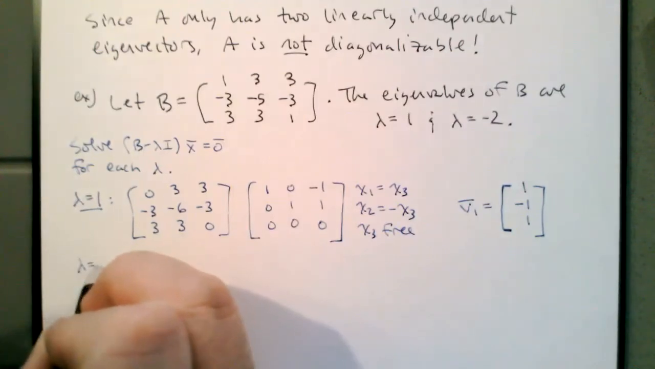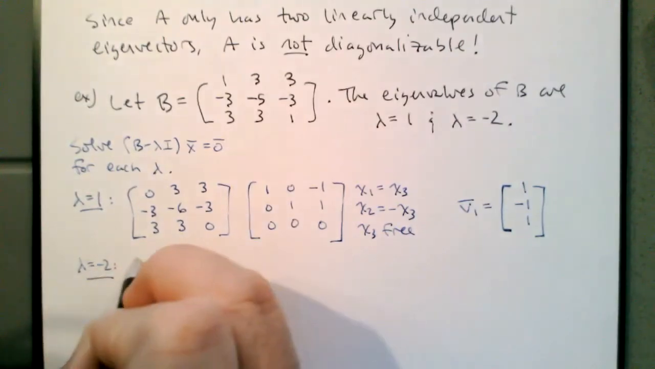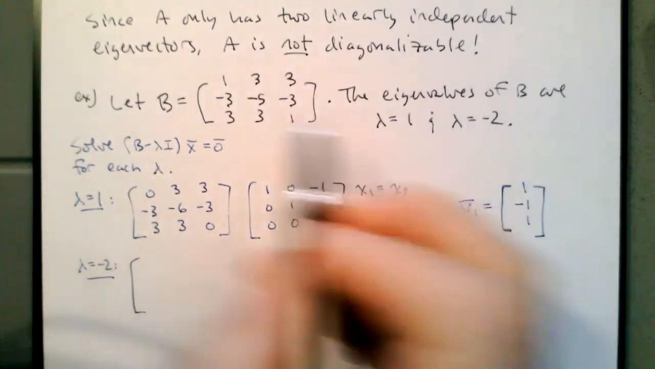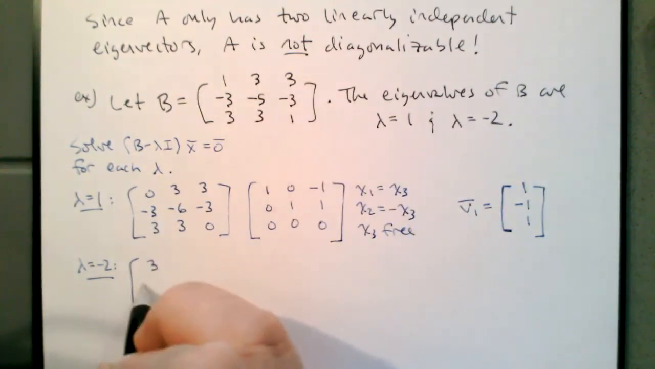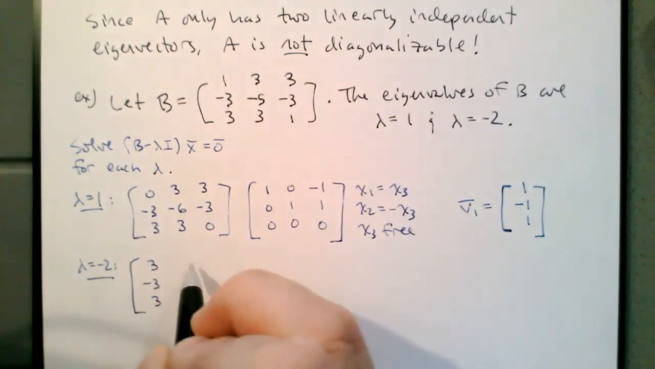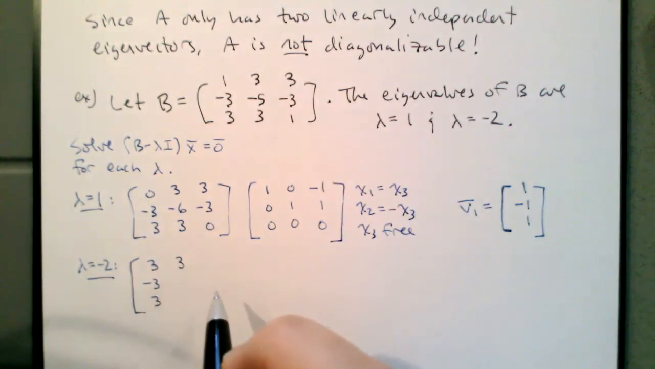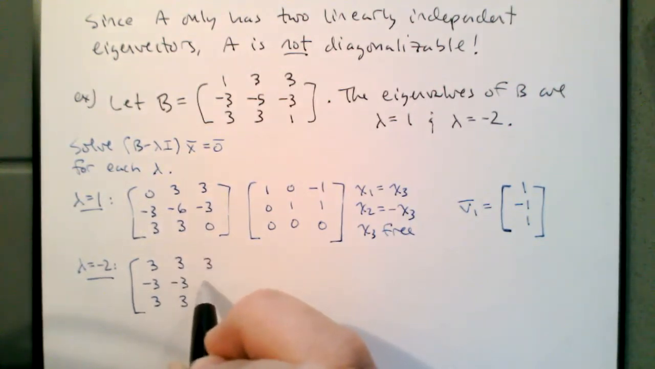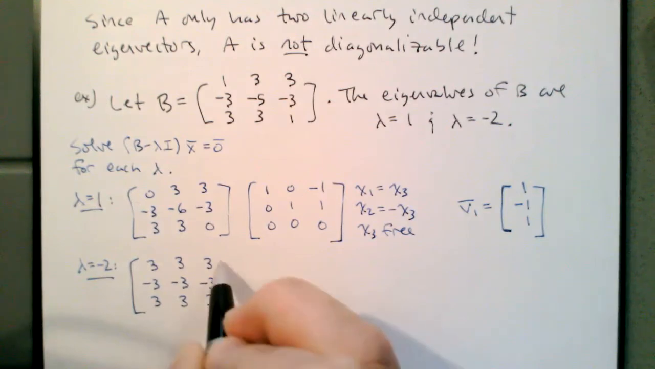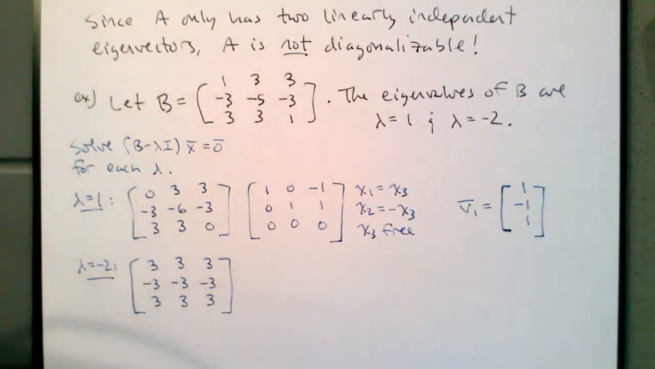So for lambda equals -2, I'm going to add 2 down the main diagonal. So 1 plus 2 is 3, -3, 3. Then I'll have 3, -5 plus 2 is -3, 3. And then I'll have 3, -3, 3. And now we can see we're going to have a two-dimensional eigenspace.